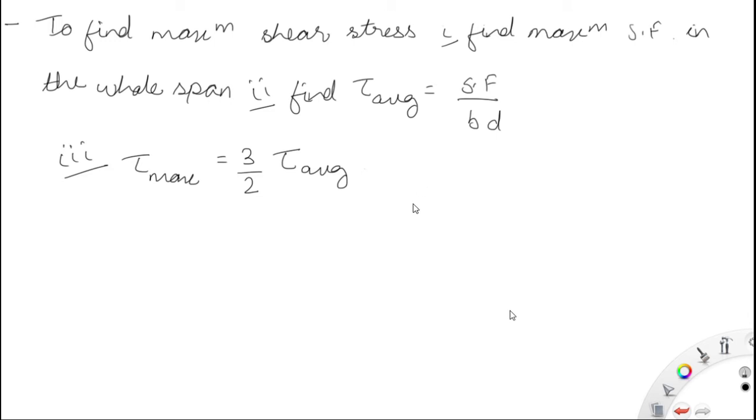Then with that maximum shear force, compute average shear stress, which is equal to shear force by B into D. B into D is the area of cross section of a rectangular bar. Okay, so tau max is equal to 3 by 2 into tau average. So maximum shear stress induced will be 3 by 2 into tau average. Now tau average has been computed using SF by BD, where SF is the maximum shear force in the whole span. Okay, so this is for a rectangular cross section.